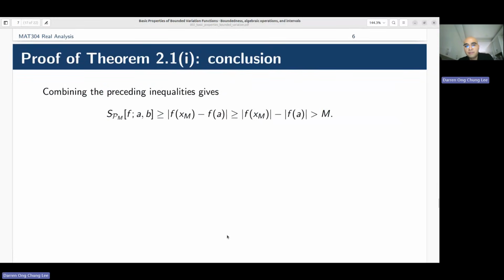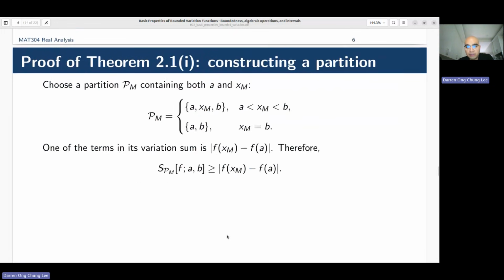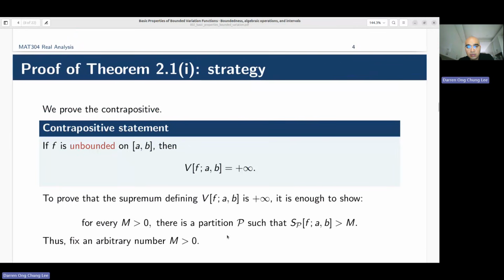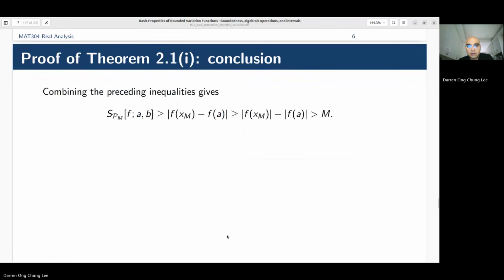But when we simplify everything, we get that this S_P is going to be bigger than m. And that is exactly the goal of our proof. So if you may remember, the statement that we're trying to prove is that for every m bigger than 0, we can find a partition P so that S_P is bigger than m. And we have exactly accomplished that.